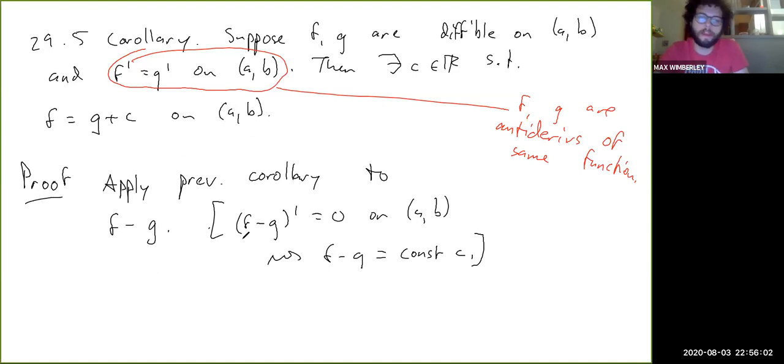So once we have the fundamental theorem of calculus, this will tell us that if you take the indefinite integral of a function, all the possible candidates for the indefinite integral differ by constants. Yeah. So that's all for this section. In the next one, we'll talk about increasing and decreasing functions.